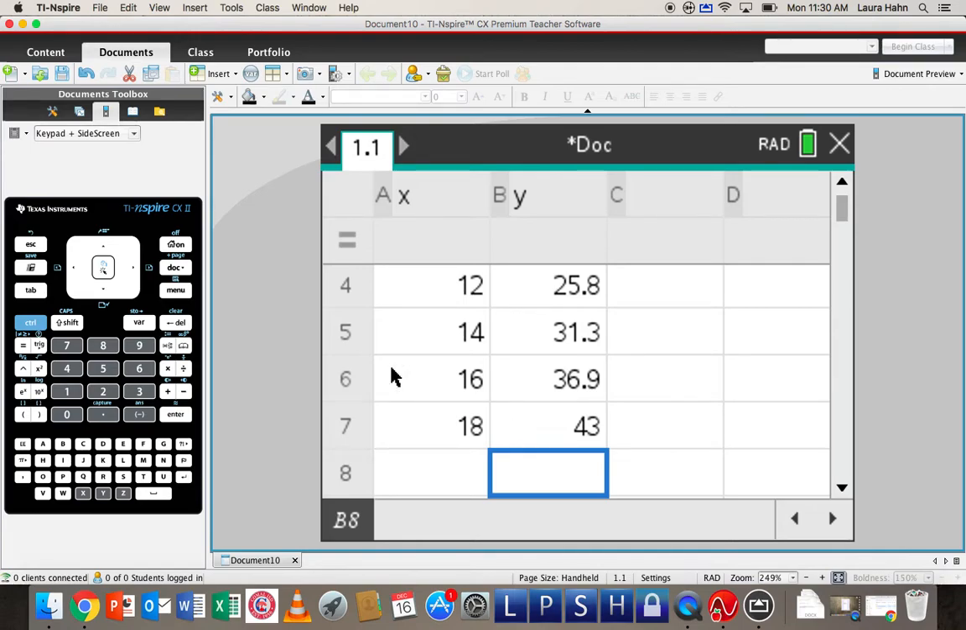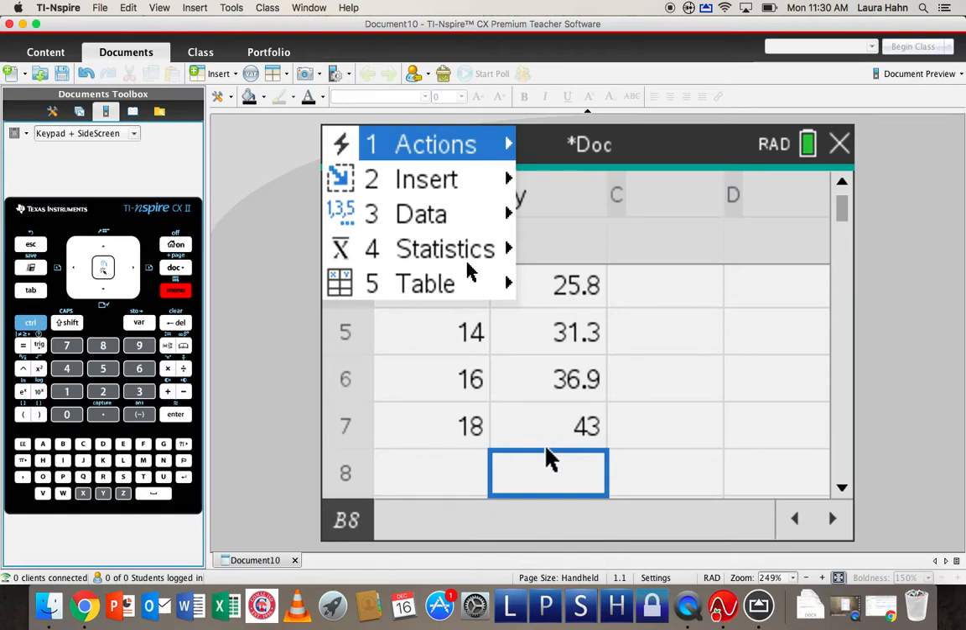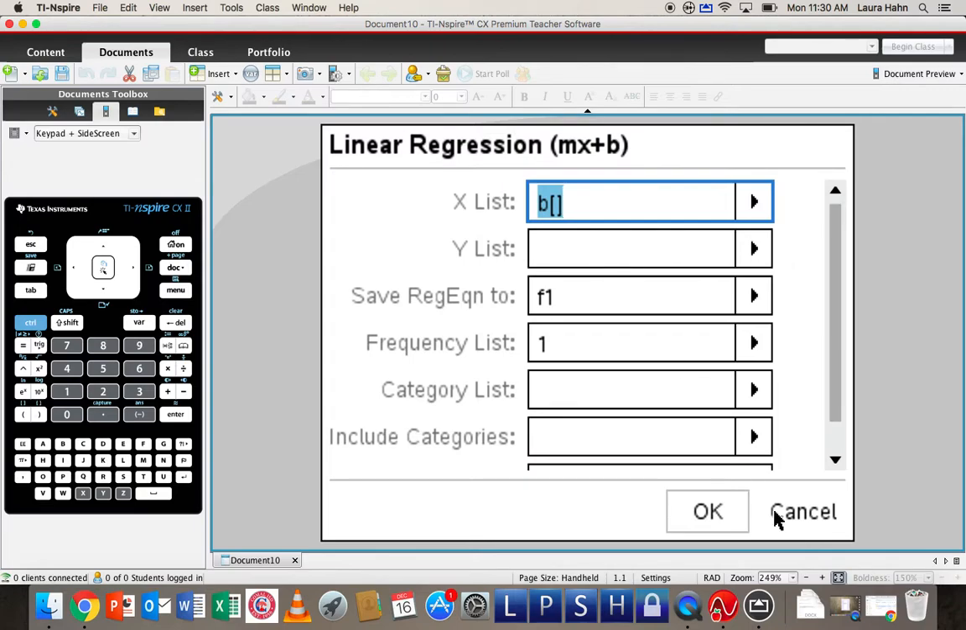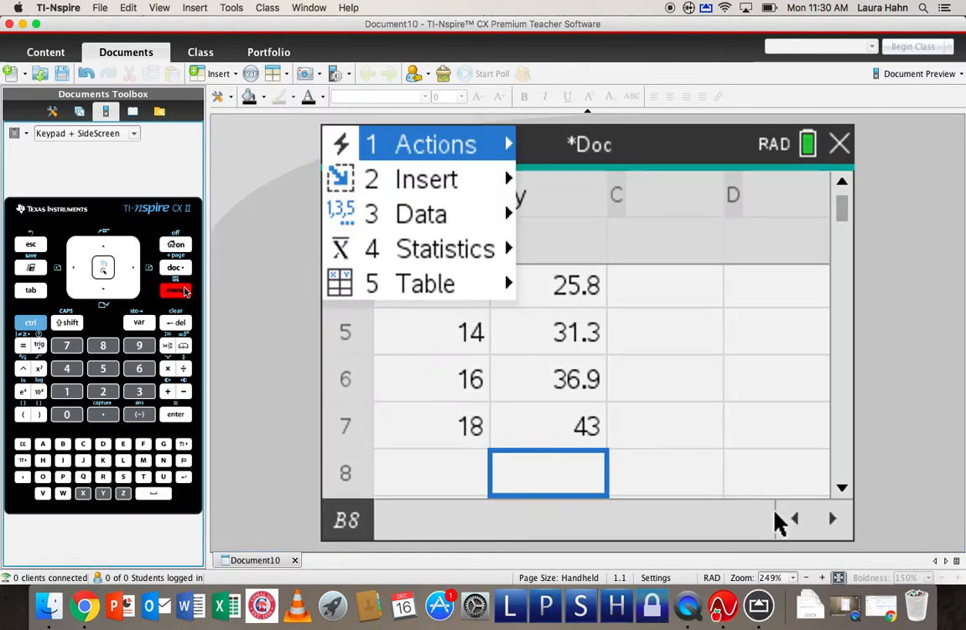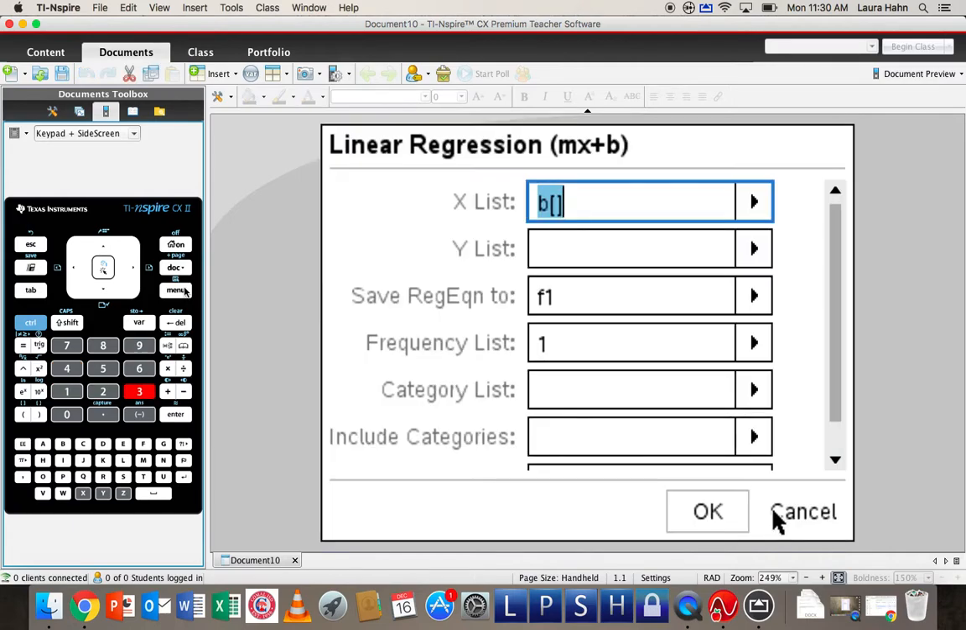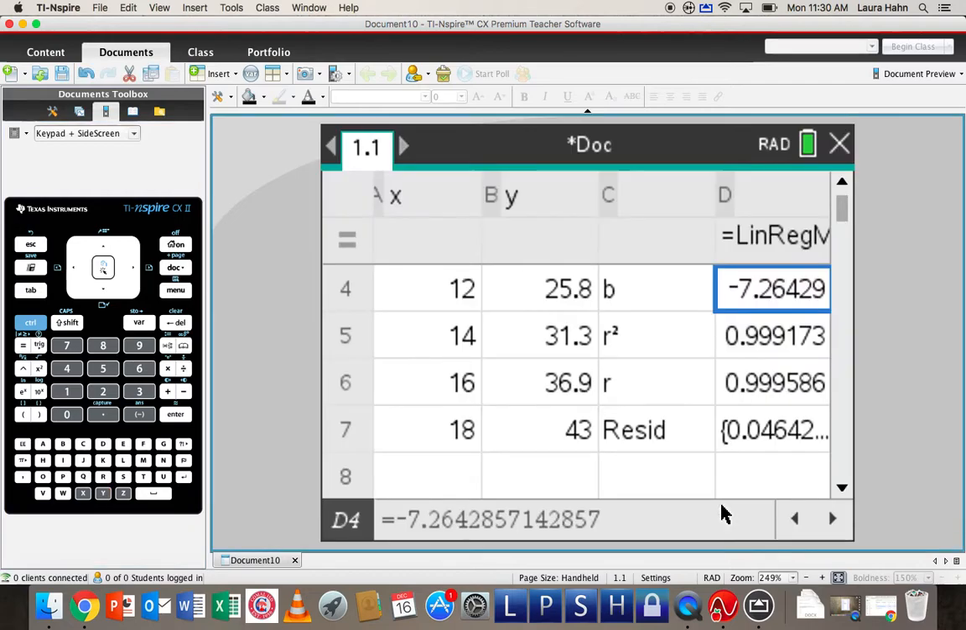So remember, to get that, we have to press Menu, Statistics, Option 4, Stat Calc, Option 1. Menu, 4, 1, and it's Linear Regression, which is Option 3. So Menu 4, 1, 3. So I want to put an x where it says X List. I want to put a y where it says Y List and click OK.